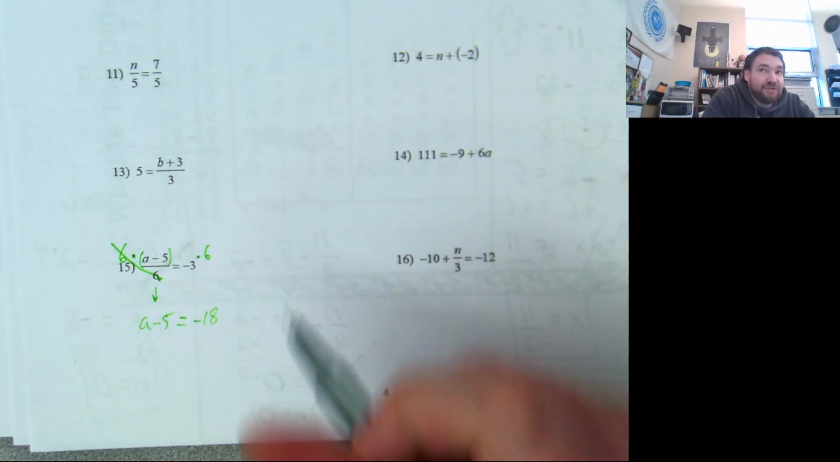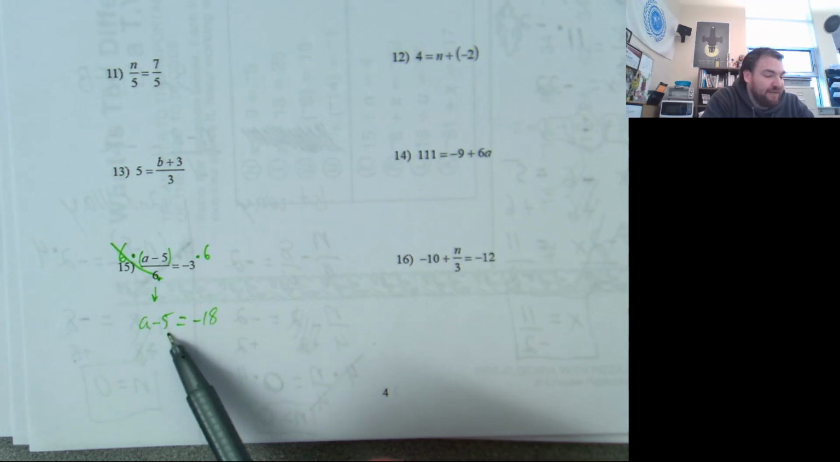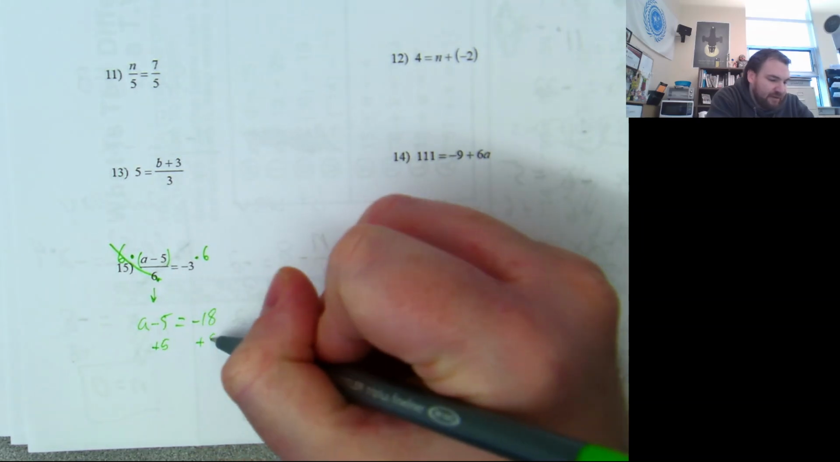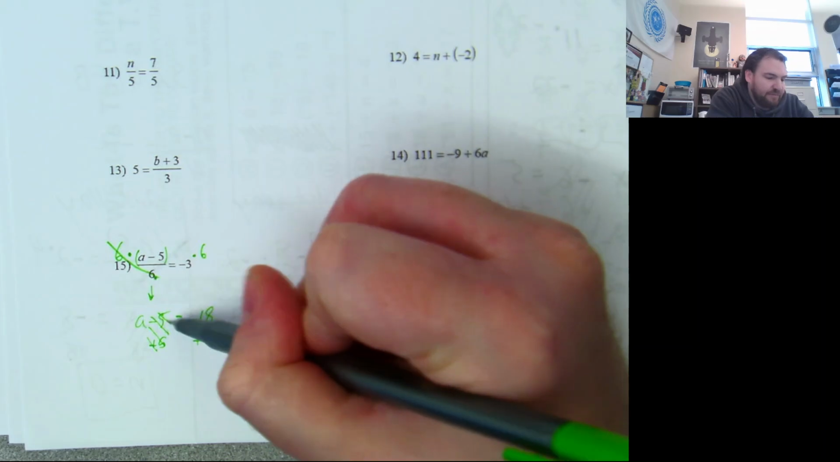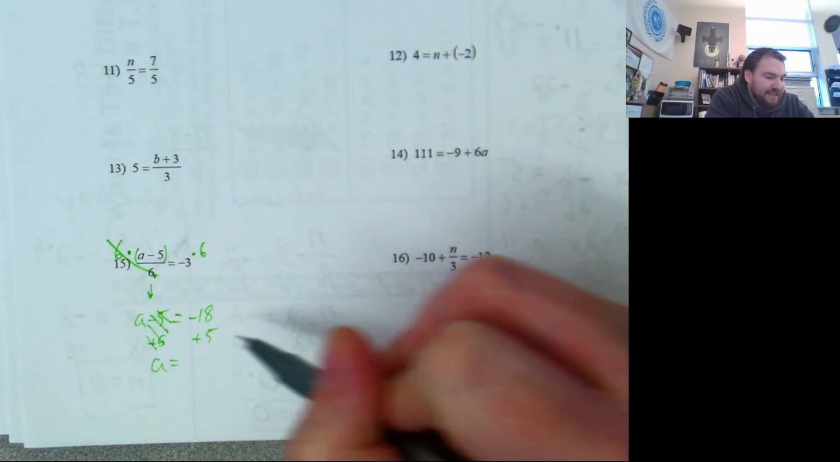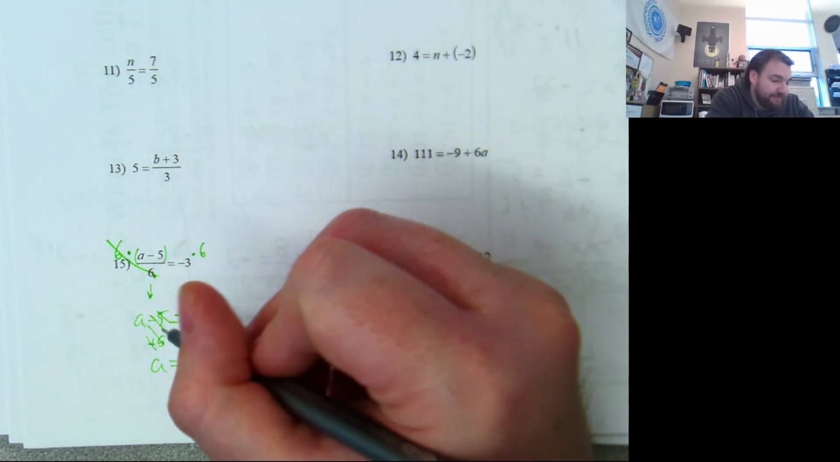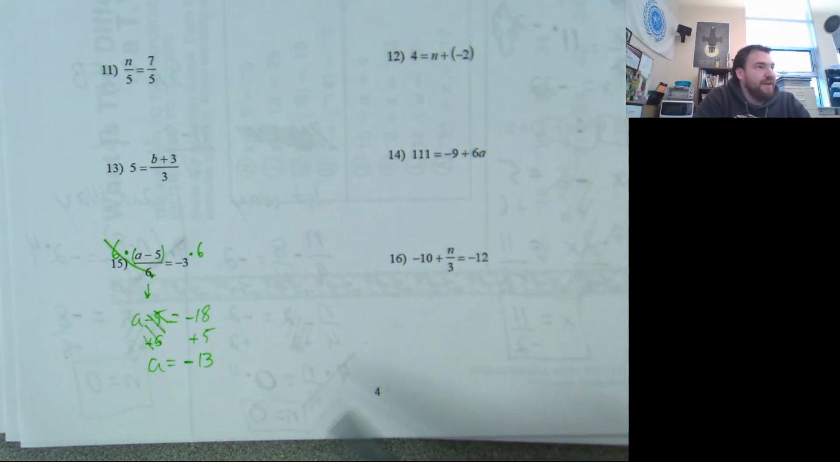Good. And so now I've got a minus 5 equals negative 18. I don't want a minus 5. I just want a. So how do I get rid of minus 5? The opposite of subtraction is? Addition. Thank you, Dakota. I want to add 5 now to both sides. On the left-hand side, they cancel. A equals, and then that's negative 18 plus 5 is? Negative 13. You're at negative 18 and you're moving up. So getting less negative.